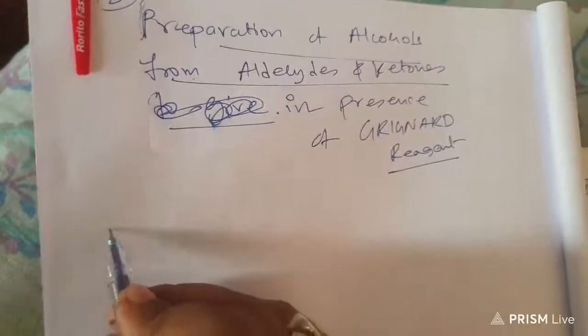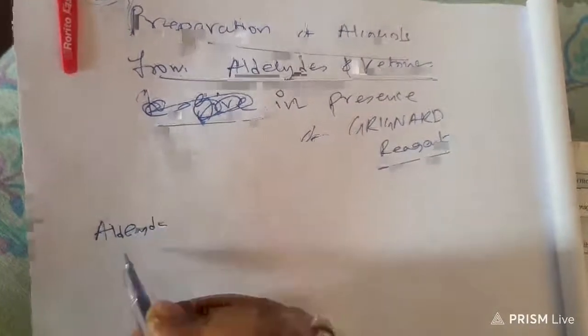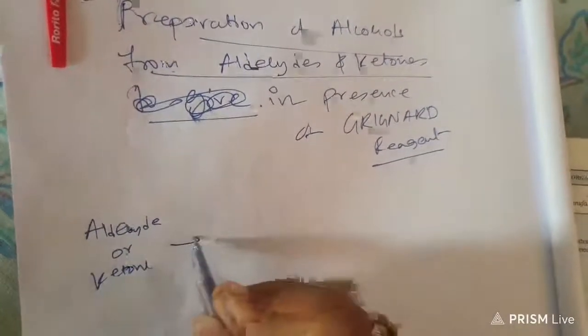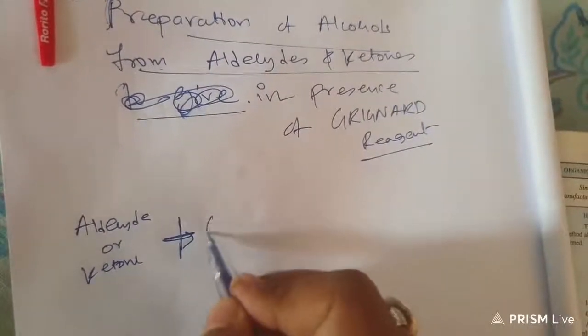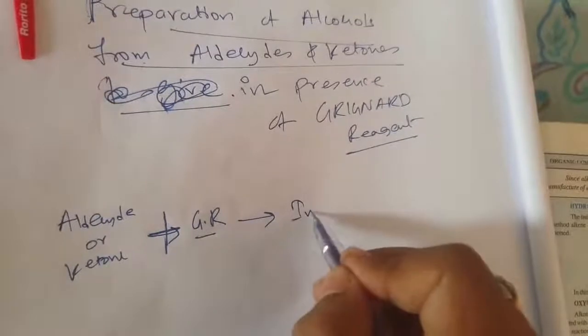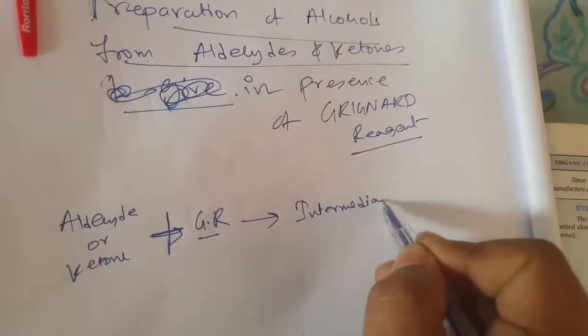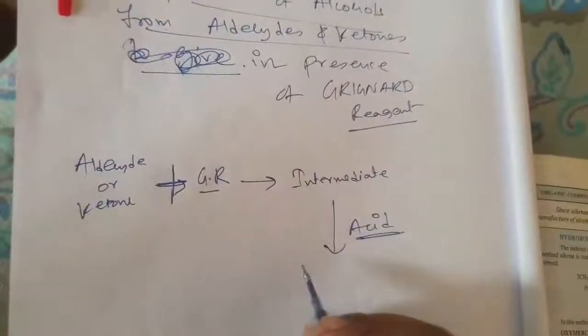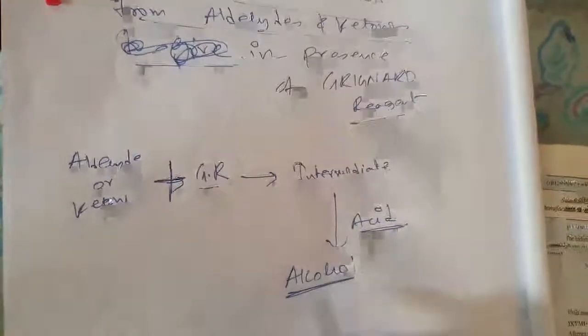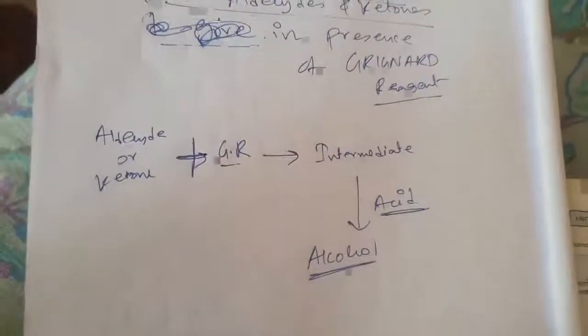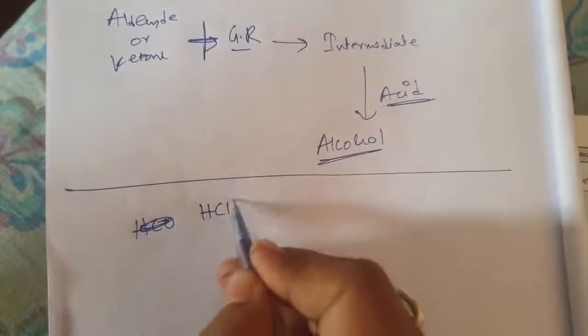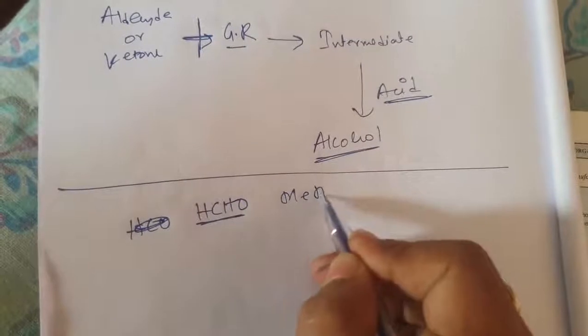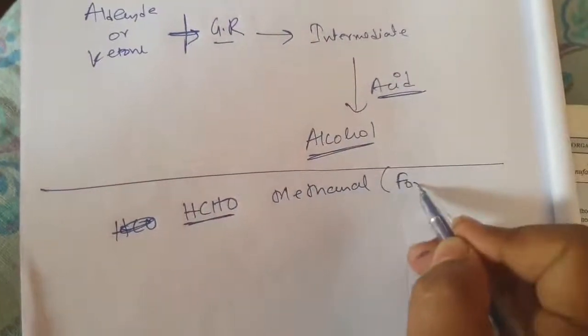Suppose you take an aldehyde or ketone and treat it with a Grignard reagent; you will get an intermediate. If you treat that intermediate with acid, you will get an alcohol. Okay. Now, the fact is this: you take HCHO. HCHO is what? Methanal, right? It is an aldehyde, or formaldehyde.